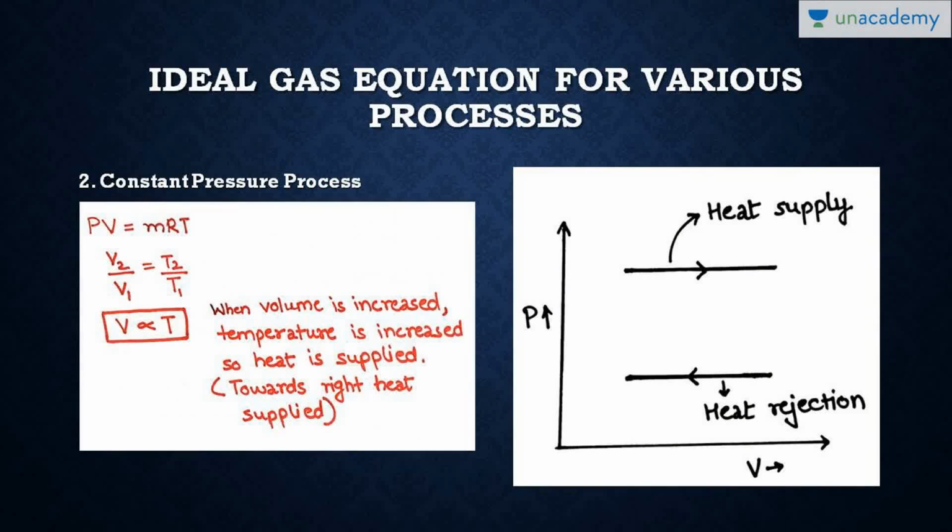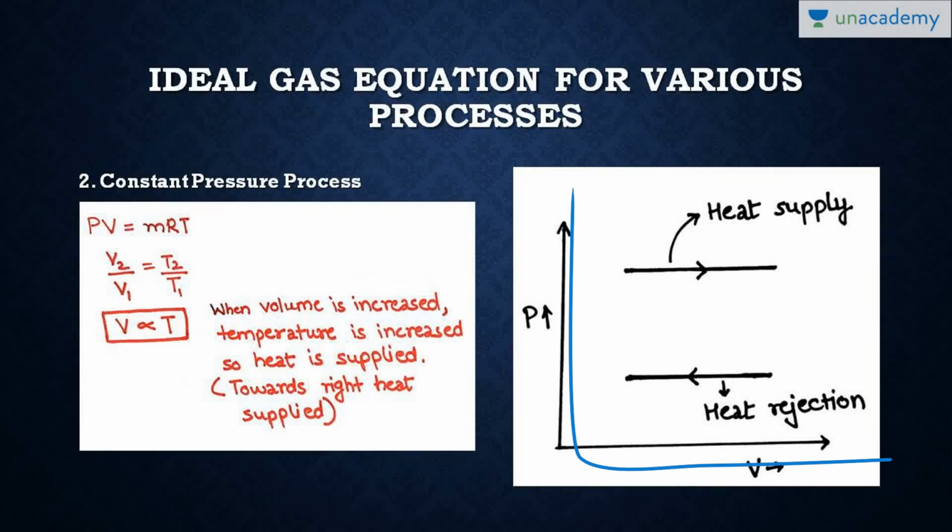Second is the constant pressure process. To start with, as you already know, PV = MRT is the ideal gas equation. M and R are generally constant, and the process which we have taken is constant pressure. So pressure is also constant, which means volume is directly proportional to temperature. Whenever heat is supplied, temperature is increased, and as the temperature is increased, volume will increase.